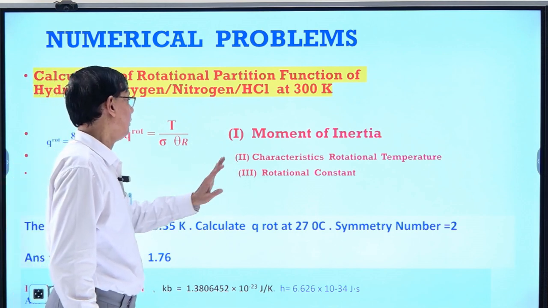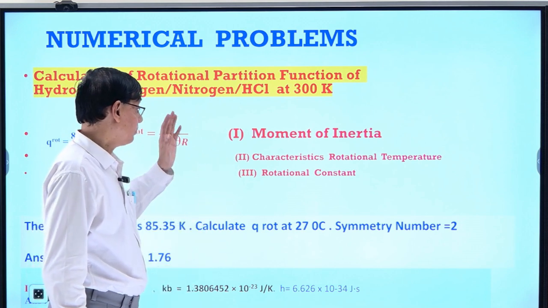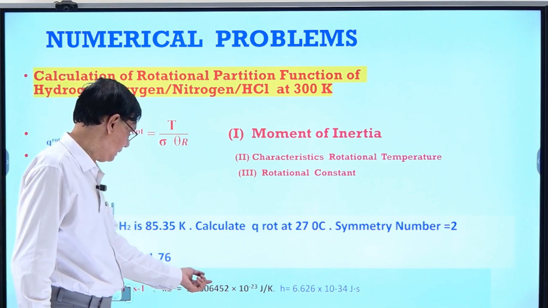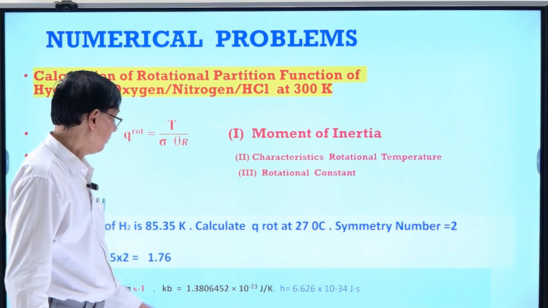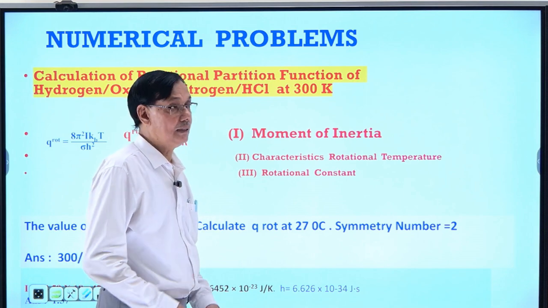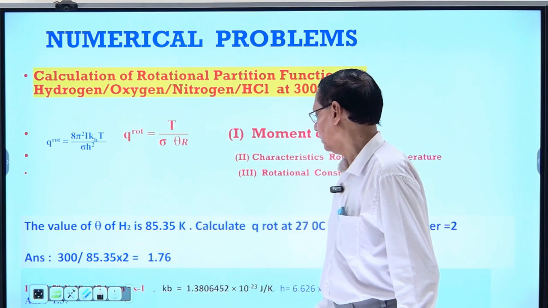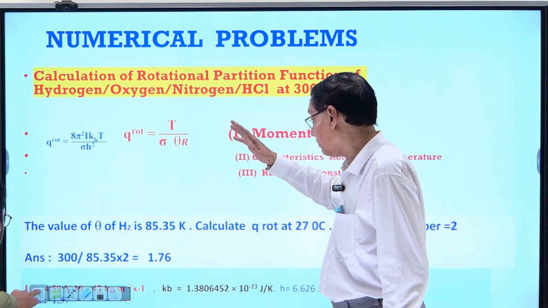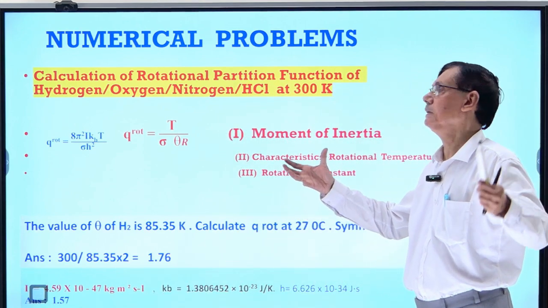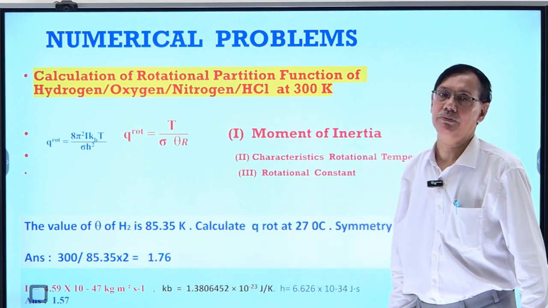One possibility is that they will not provide you the characteristic rotational temperature. In that case, you have to substitute the values of all quantities, like the Boltzmann constant 1.38 into 10 to the minus 23 joule per kelvin, the Planck constant 6.62 into 10 to the minus 34 joule second, and then the moment of inertia, which is basically around 1 point something into 10 to the minus 47 kilogram meter square. So it is a very big calculation. University examinations are like that. You have to substitute all these values and you will get a value like 1.57.